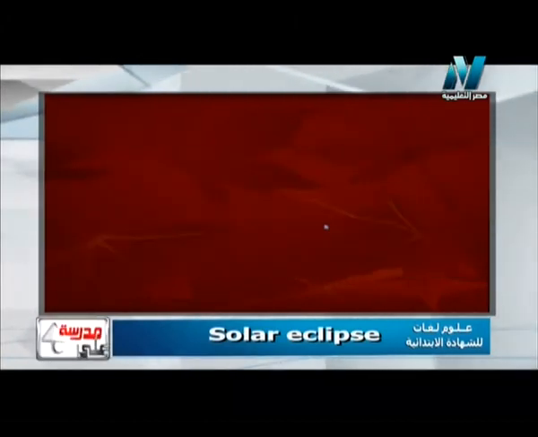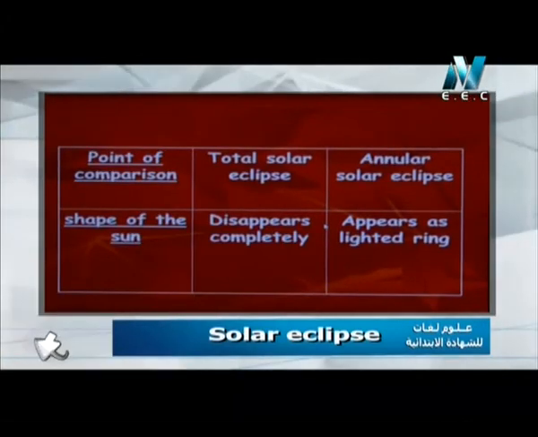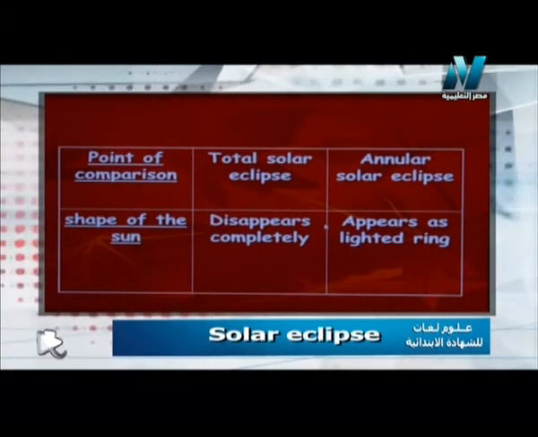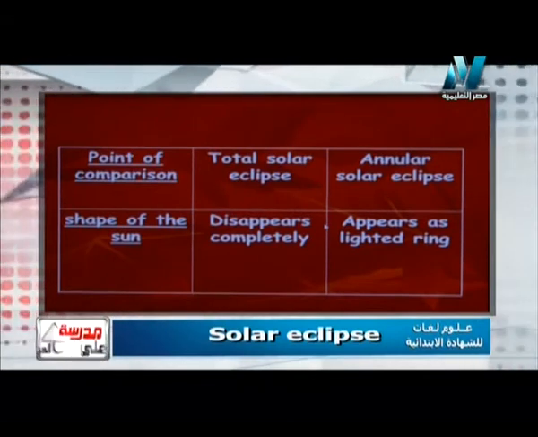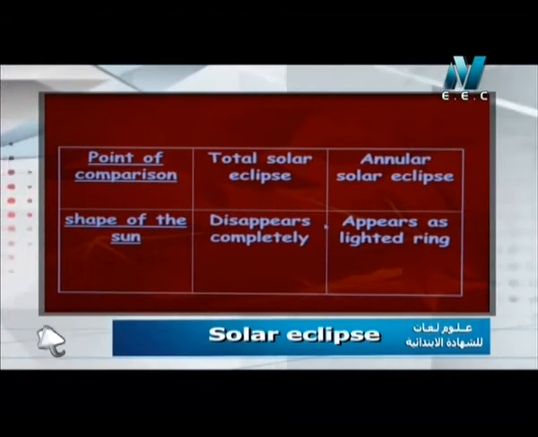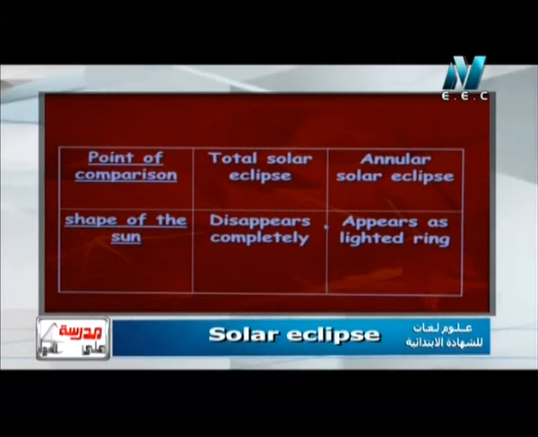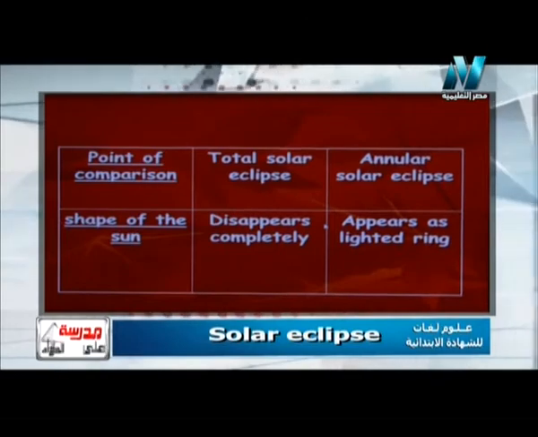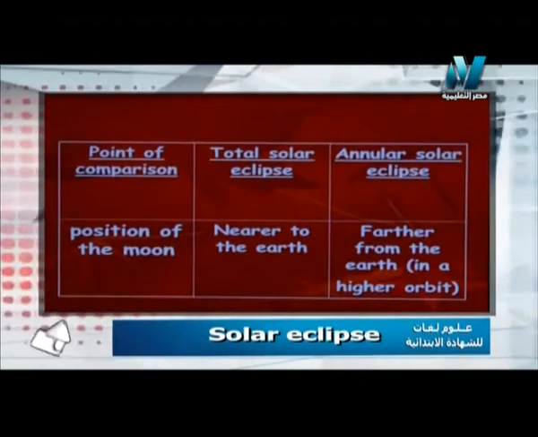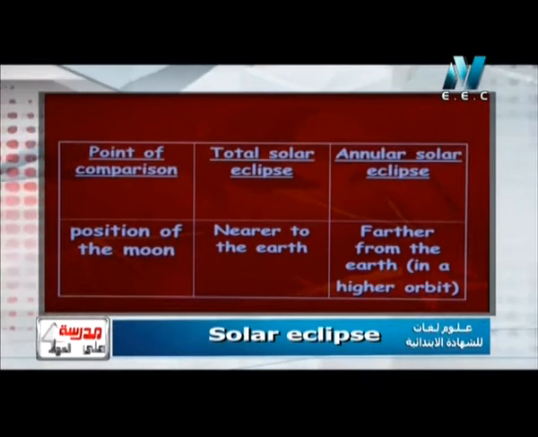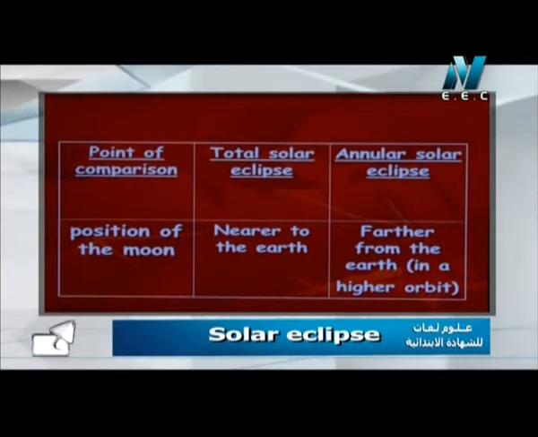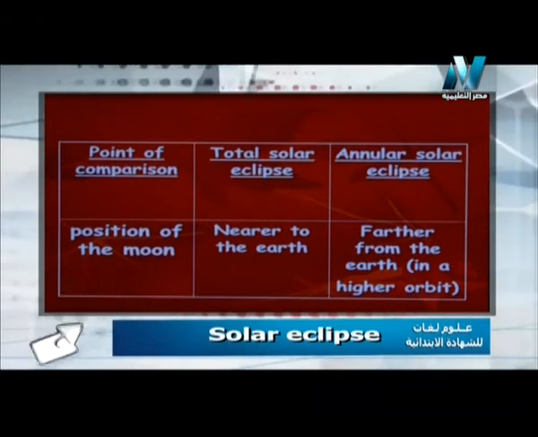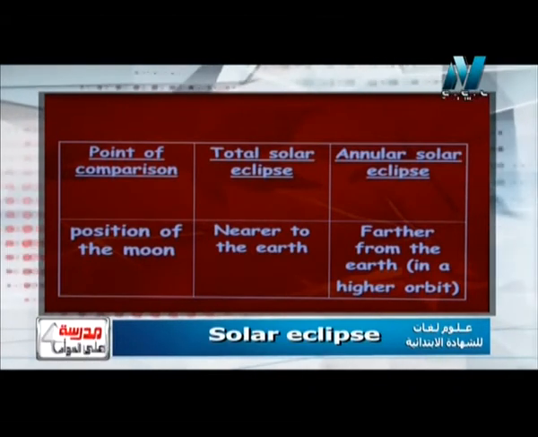Okay? So let's make a comparison between total eclipse and annular eclipse. Shape of the sun. The sun disappears completely in the total eclipse and appears as a lighted ring in the annular eclipse. Another point of comparison. Position of the moon. In the total eclipse it will be nearer to the earth but in the annular eclipse it will be farther from the earth. Okay?